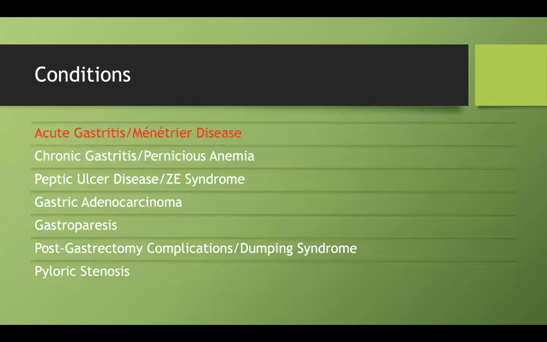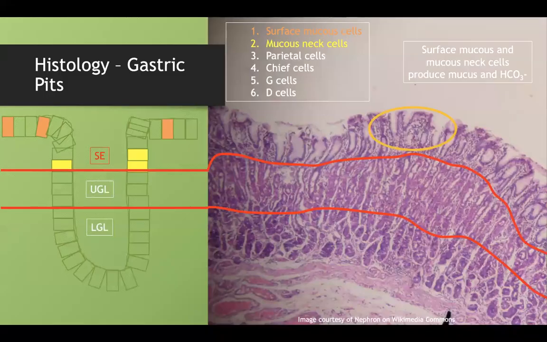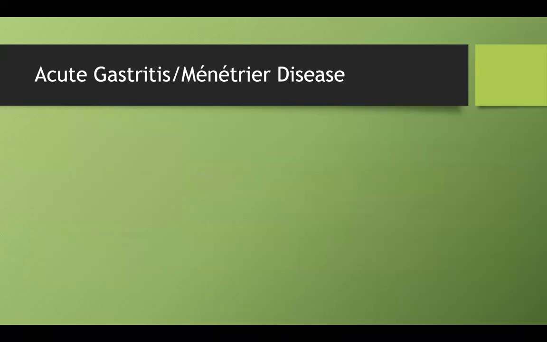So when we talk first about acute gastritis and Menetrier disease, I want you to think about it as a problem of imbalance, okay? This is from one of our anatomy sections on the gastric pits. And you remember that our mucous neck cells and our surface mucous cells can produce mucus and bicarb, okay? That's going to be important because that's going to be one of the biggest defenses to neutralizing some of the acid that's produced in our stomach.